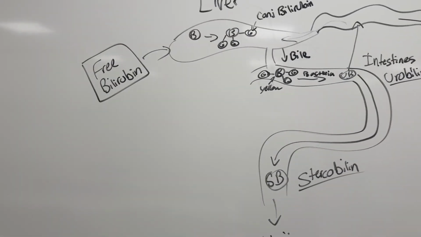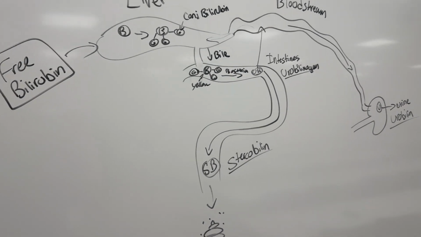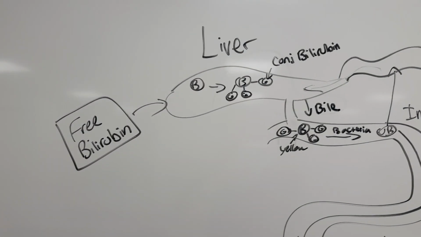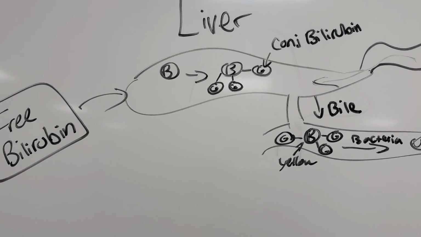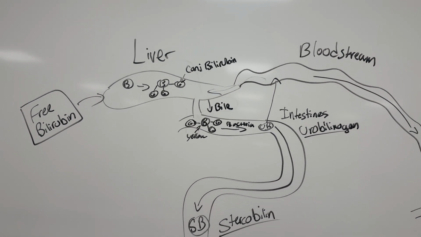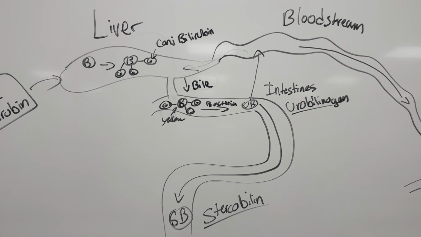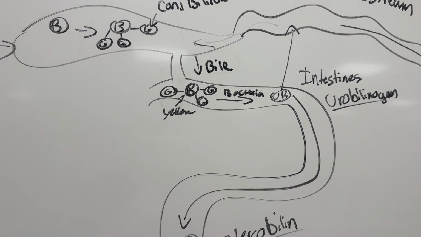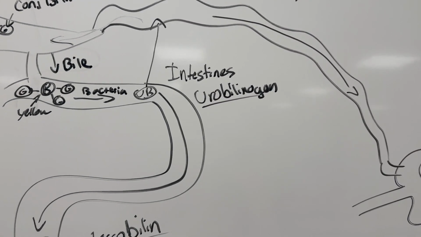So over here we have our free bilirubin in the blood. It's going to enter the liver, where it becomes conjugated. The liver likes to add glucuronic acid onto the free bilirubin, and this is going to make conjugated bilirubin. And it's going to be secreted into the intestines within bile, and the bacteria in the intestines love sugar, so they eat this glucuronic acid, and we get urobilinogen.